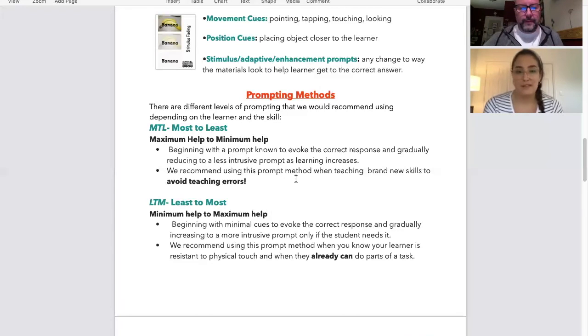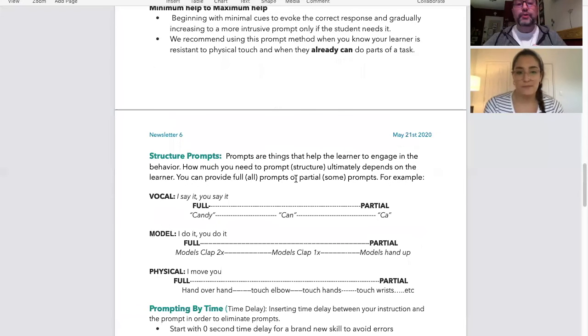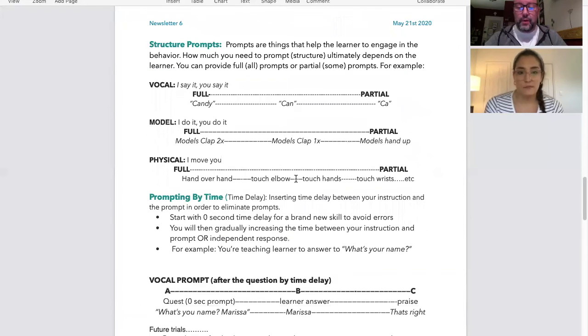Okay, so I'm going to talk about structure prompts and prompting by time. So structure prompts is fading the physicalness, the structure, if you will, across your prompts. Let me give you some examples. If I was to provide a vocal prompt, which means I say it, you say it, right?